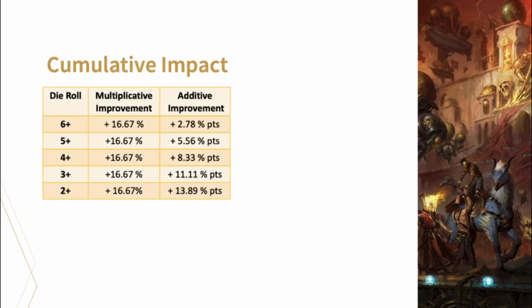Moving on, I've listed in the chart here 2 additional ways of looking at the improvement, one multiplicative and the other additive, or in other words, one showing how much of a fractional gain a given roll improved by, so percentage-wise, and the other showing how many additional percentage points were added.